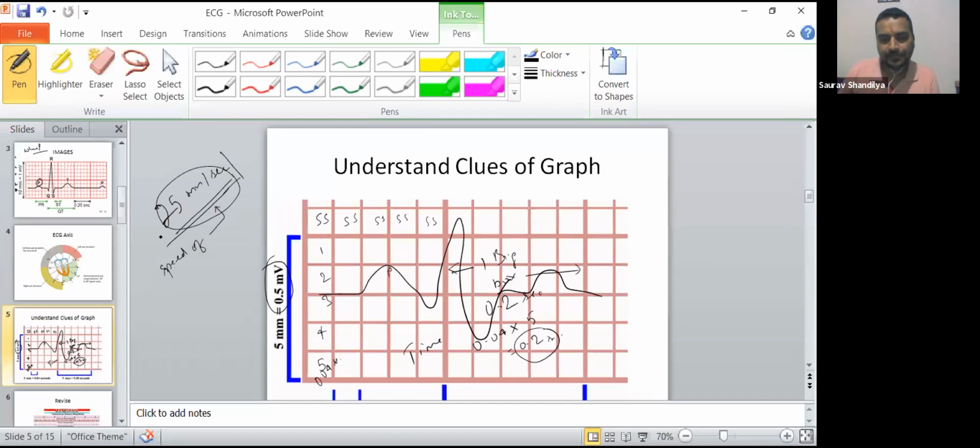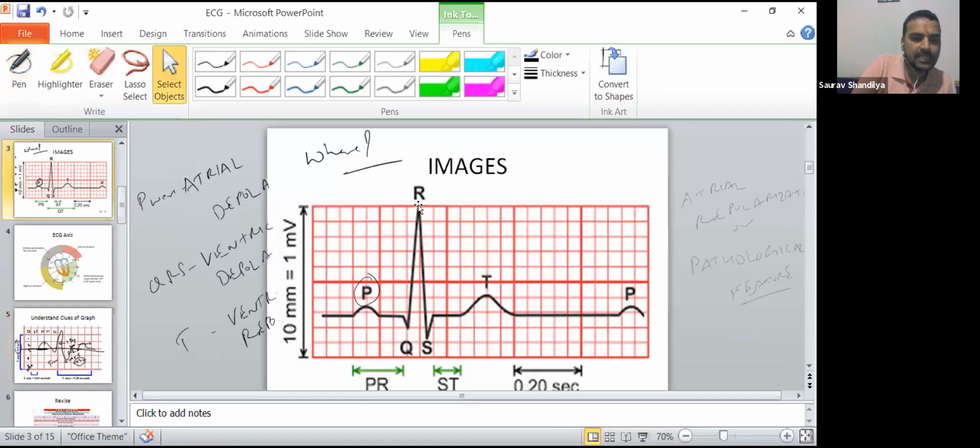Now my dear friend, you have to understand something called the isoelectric line. What is isoelectric? The isoelectric line is a kind of baseline. If you see in the ECG, let me go to this graph.